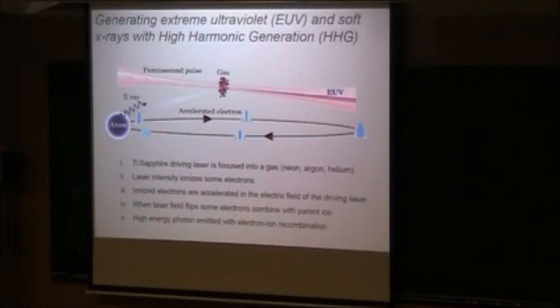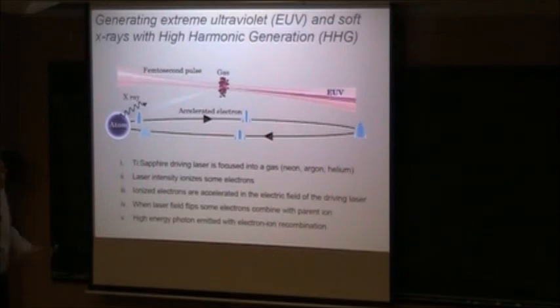The electron is kicked out, it's ionized. It's going to be accelerated in the electric field of the laser. Then the electric field of the laser is going to reverse, and there's a chance for this electron to come back and slam back into its parent atom. When it slams back in, it releases a high energy photon, either an X-ray photon or extreme ultraviolet photon, depending on the gas that we use.